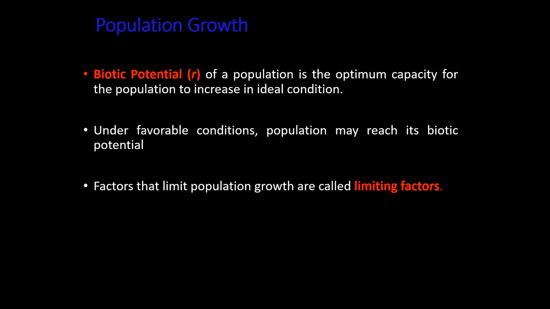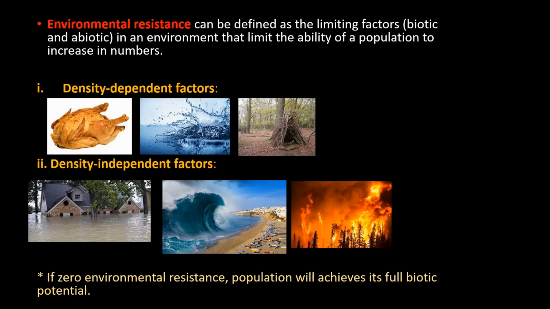Biotic potential of a population is the optimum capacity for the population to increase in ideal conditions. Under favorable conditions, a population may reach its biotic potential, but this may not occur if there are limiting factors. Environmental resistance can be defined as the limiting factors, such as biotic and abiotic factors in an environment that limit the ability of a population to increase in numbers.